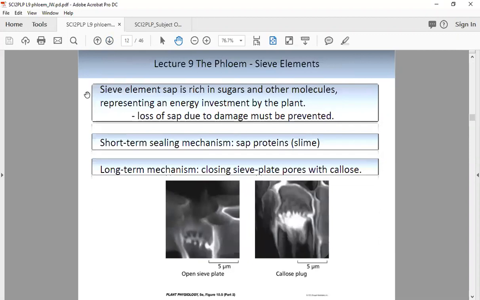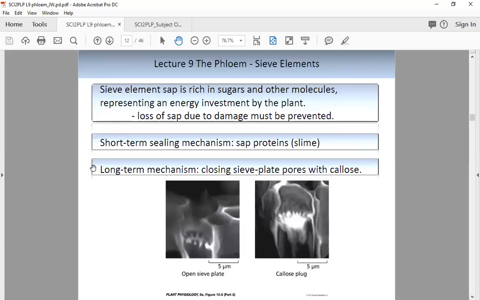Two major mechanisms are described: a short-term sealing mechanism, and this involves a group of similar proteins called sap proteins, and they're referred to as P proteins. It's thought that these P proteins, which, by the way, are synthesized by the companion cells, and are found in a very high concentration in the sieve elements, function by plugging the sieve pores in the sieve plate to prevent any loss of sap.